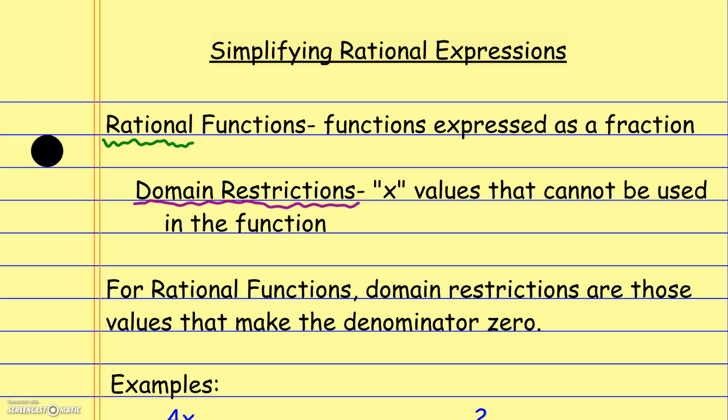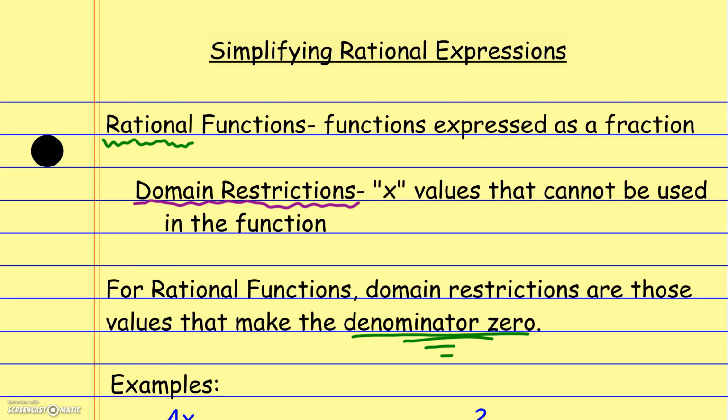What can't x be? And for a rational expression or rational function, the restrictions stem from the fact that I can't have 0 in the denominator of a fraction. So here I am with a big giant fraction, and I have to make sure that the denominator does not equal 0. So I have to find out which x values will make the denominator 0, and those will be my domain restrictions. So again, for a rational function, the domain restrictions are the things that make the denominator 0. All right, so that's what we're going to be looking for here.